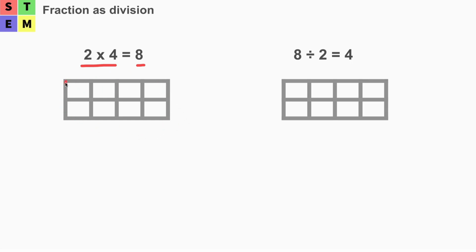So we can have 2 in a group, and with 4 groups, right? So 1, 2, 3, 4, and together we have totally 8. We got 2 in a group, so 1, 2, and the 4 groups 3, 4, 5, 6, 7, 8, right? So 8. And now let's try this division here. So we got 8 divided by 2, which equals 4.